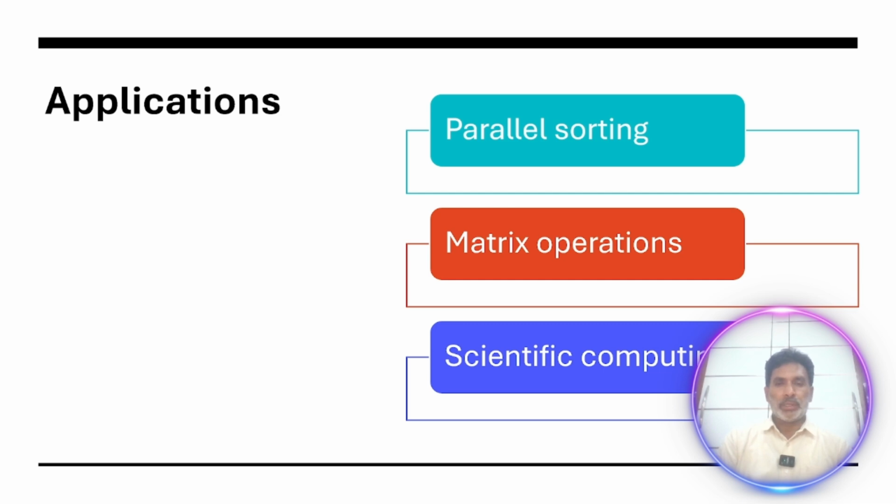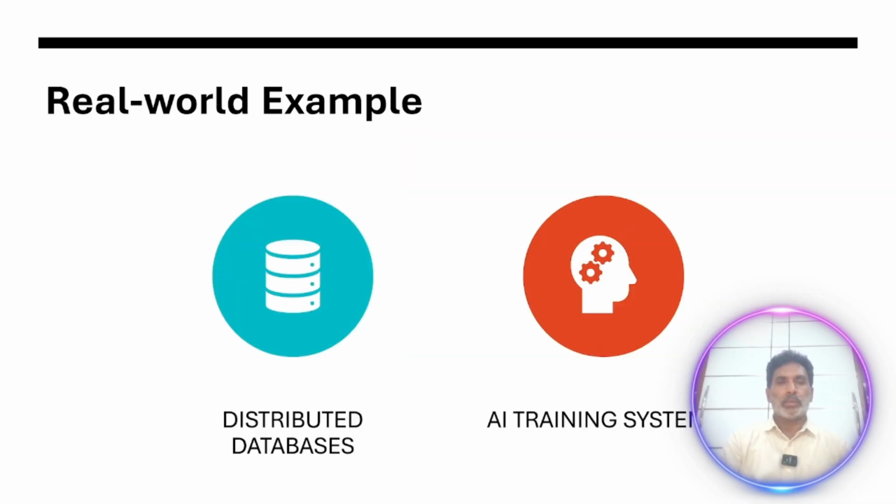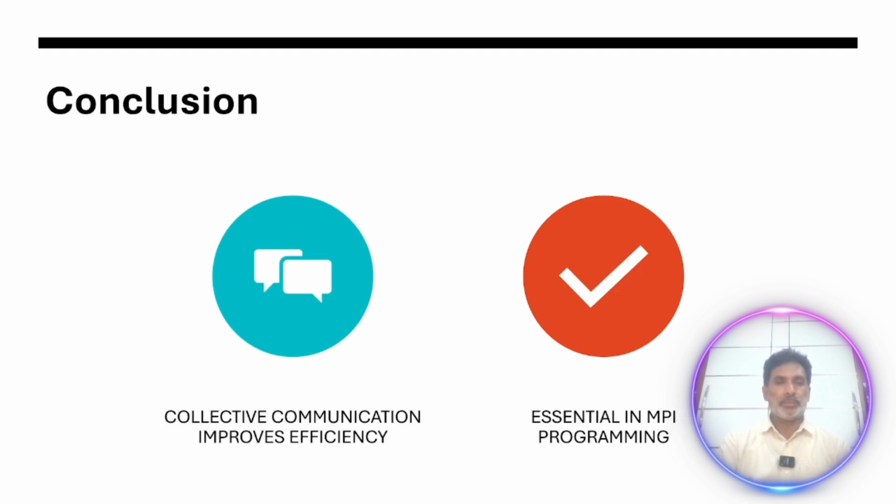And matrix operations: suppose there is a complex matrix and you want to make it faster. Then we can divide the matrix so that we can do these operations in parallel, and it would be completed in very little time. And also scientific computing applications. And if you take real world examples, distributed databases and AI training systems are examples where we use this collective communication.